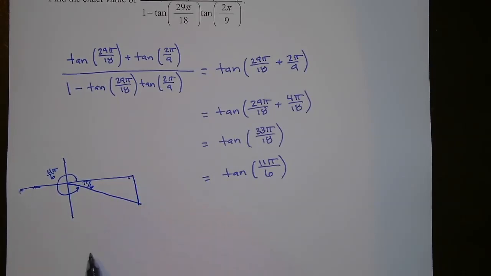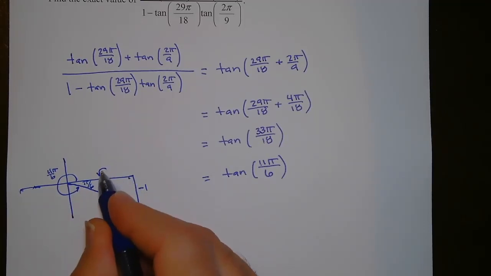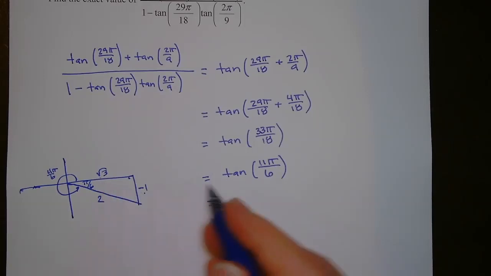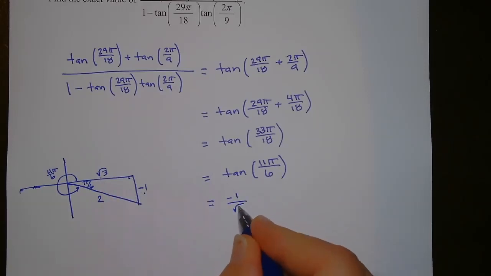If that reference angle is pi over 6, the side opposite has to be 1, but since we're going down, that would have to be negative 1. And we're going to the right, so that has to be positive, and that would be the square root of 3, and the hypotenuse would be 2. So this would be equivalent to tangent, which is y over x, so negative 1 over the square root of 3. Perfectly good answer. It is a correct answer, but it's not the best answer. So we need to multiply top and bottom by the square root of 3, and that would give you negative square root of 3 over 3. And that's the correct answer and the best answer.